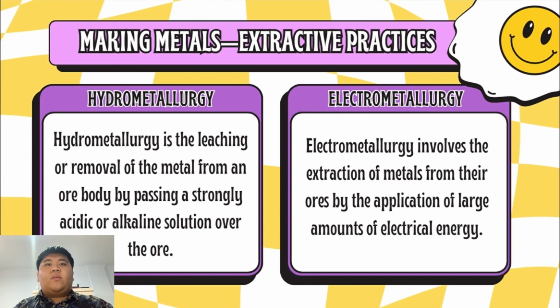Hydrometallurgy. Hydrometallurgy is the leaching or removal of the metal from an ore body by passing a strongly acidic or alkaline solution over the ore. And the last one is electrometallurgy. Electrometallurgy involves the extraction of metals from their ore by the application of large amounts of electrical energy.